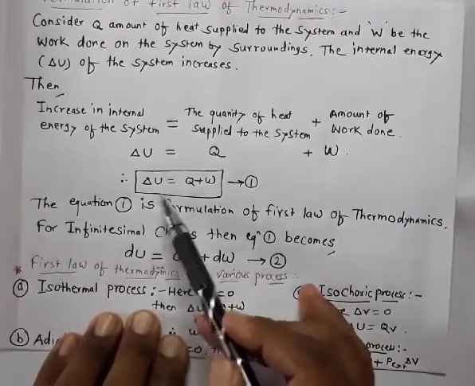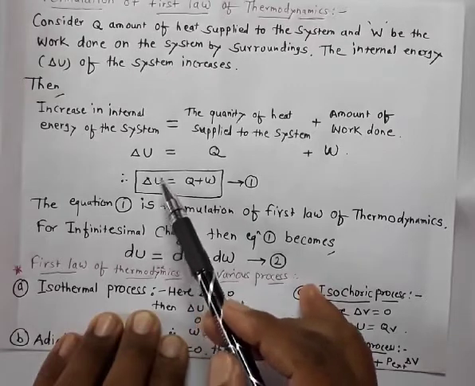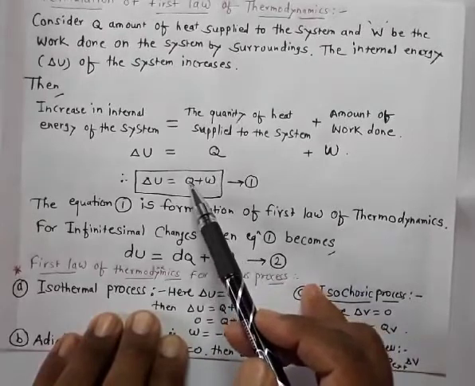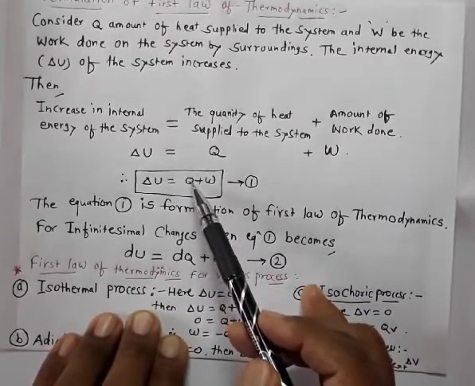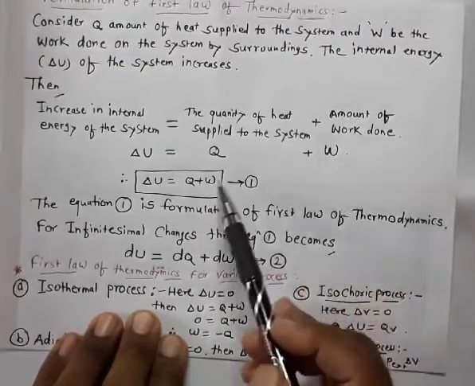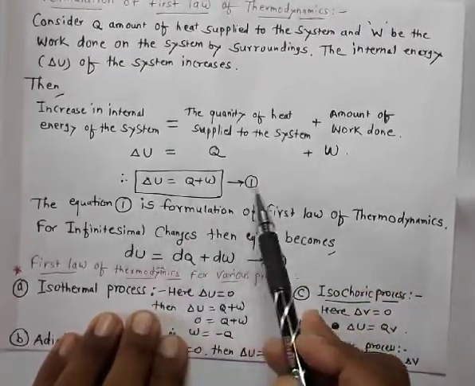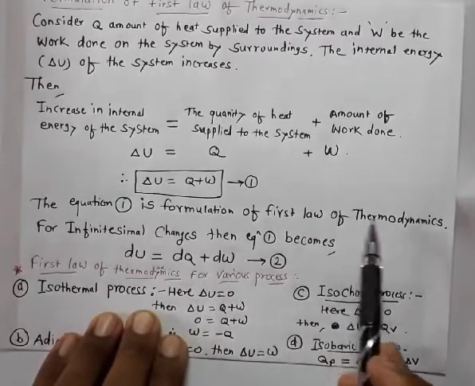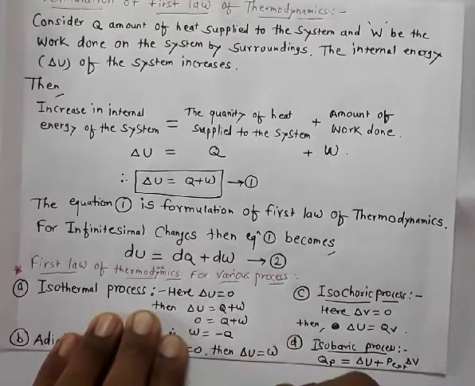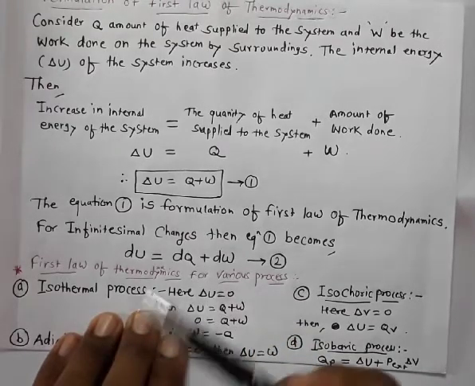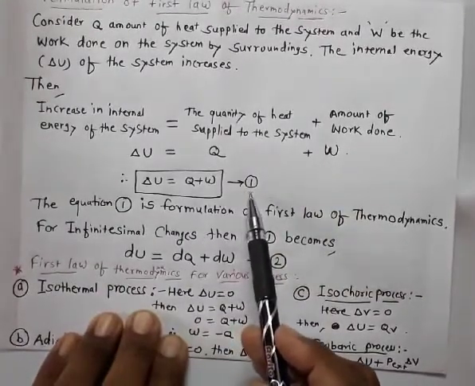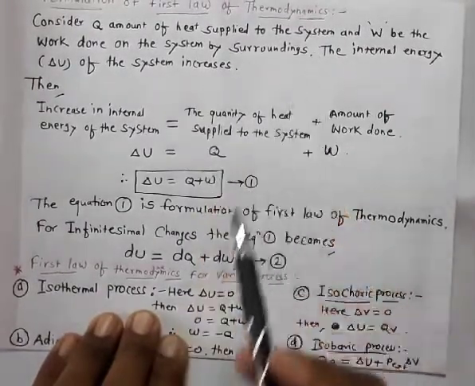Now what does delta U mean? Increase in internal energy. What is the symbol Q? Amount of heat supplied to the system, and W is the amount of work done. So equation 1 is the formulation of the first law of thermodynamics. Formulation means the accurate formula or accurate equation of the first law of thermodynamics. In short, equation 1 is the correct equation of the first law of thermodynamics.